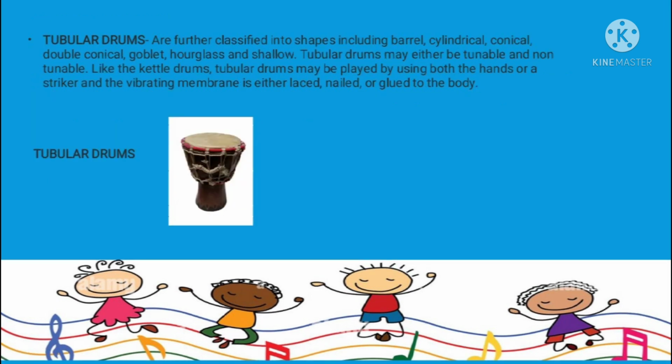Number 2. Tubular drums are further classified into shapes including the barrel, cylindrical, conical, double conical, goblet, hourglass, and shallow. Tubular drums may be tunable or non-tunable, like the kettle drums. Tubular drums may be played by using both the hands or a striker, and the vibrating membrane is either laced, nailed, or glued to the body.